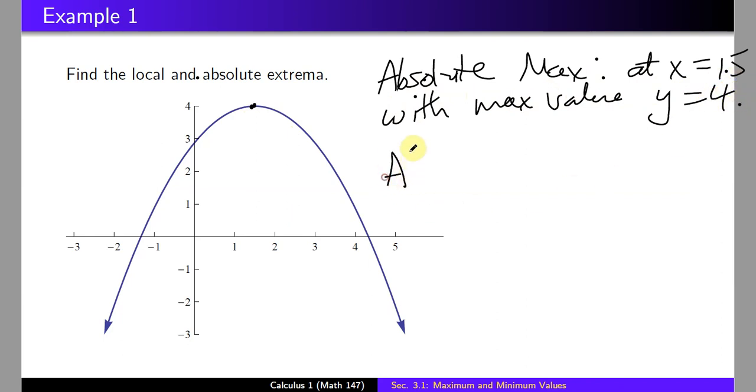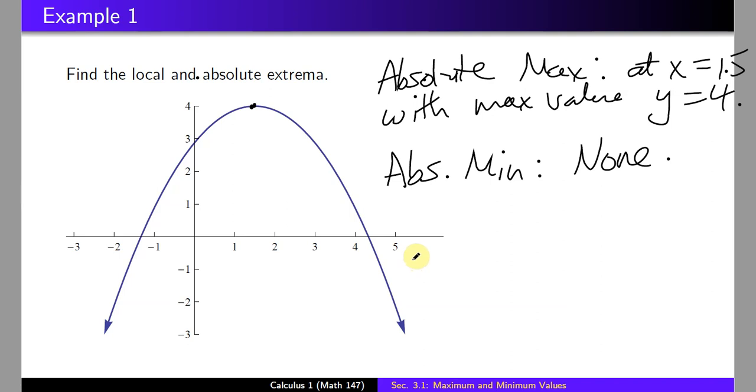Okay, so let's do the absolute min. Is there an absolute minimum? Well, you can see with these arrows here that the graph continues to the left indefinitely, and the same thing to the right. So we can't say there is an absolute minimum because it just keeps on going. You can't really say that the absolute minimum value would be minus infinity because our answer is only in terms of real numbers, and plus or minus infinity is not a real number. So we're going to say that there's none, because there is no smallest value throughout the entire domain.